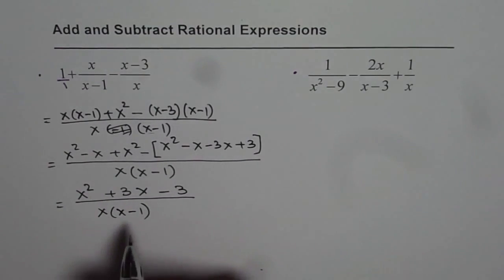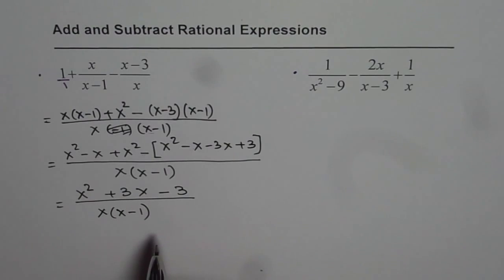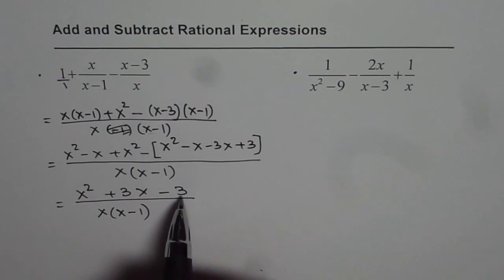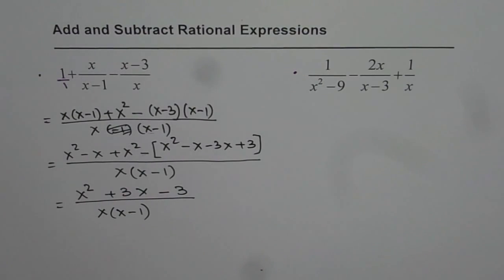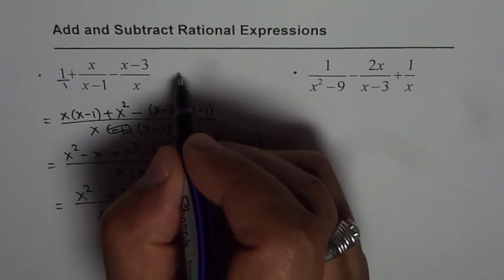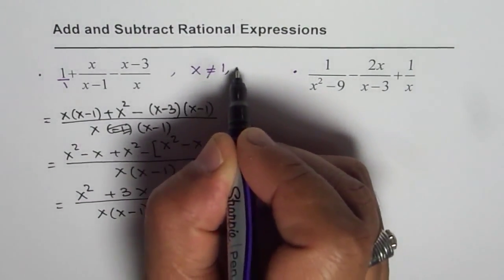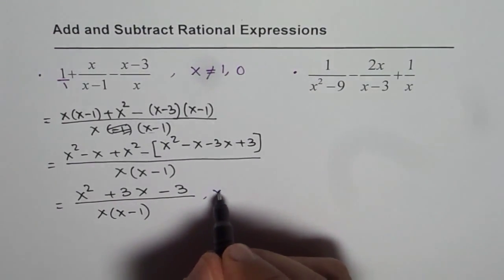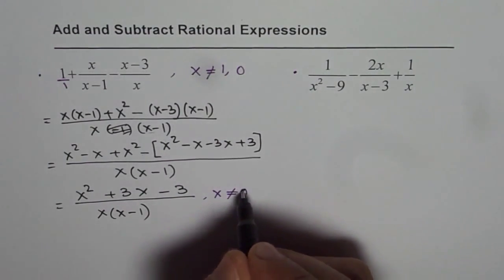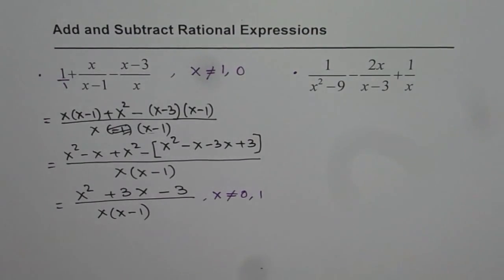Now at times the numerator can be factored. We're looking for a product of 3 and sum of 3, product of minus 3. Well, you can get 3 times 1, but their sum can never be 3. So that's our final answer. Now in such cases, we have to write restrictions. The restriction is that x is not equal to 1 or 0, right? So that's a part of our solution. We should write x is not equal to 0 or 1.